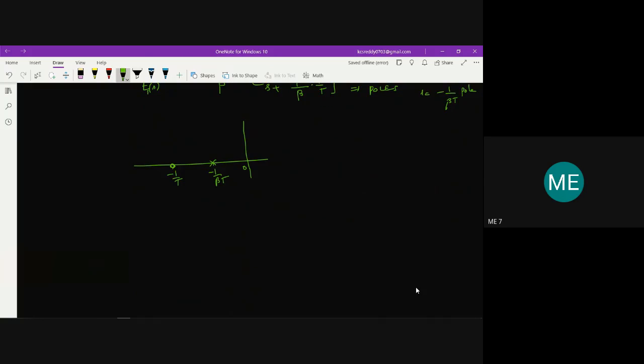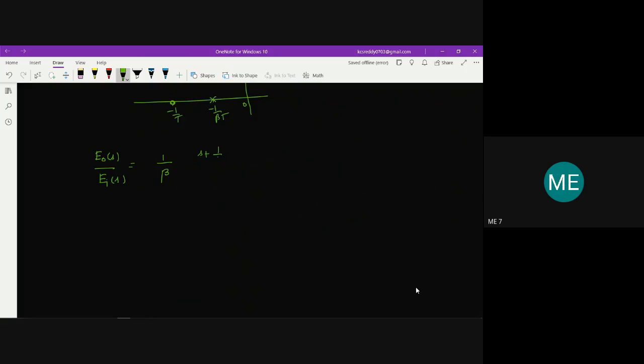So if I write the equation, E naught of S divided by E I of S, which is equal to 1 by beta into S plus 1 by T divided by S plus 1 by beta T. If I replace this 1 by beta and take the LCM, I'll be getting 1 plus TS, and the beta will be cancelled out, and I'll be getting 1 plus beta into TS divided by beta. This beta and this beta will be cancelled out, so I'll be getting 1 plus T S divided by 1 plus beta T S.